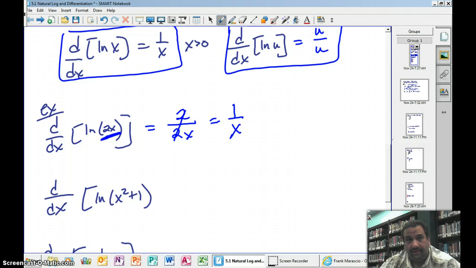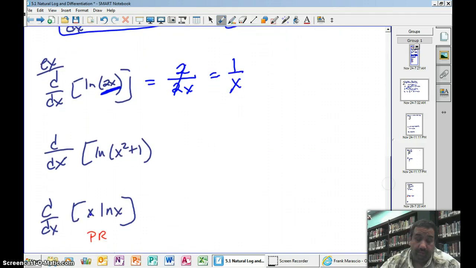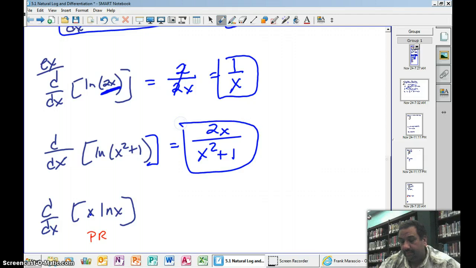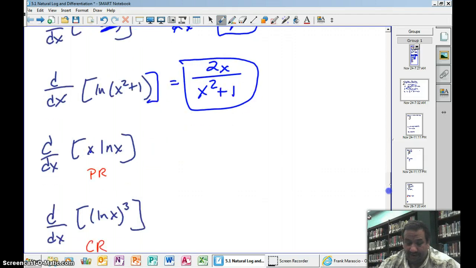Right now, you guys are saying this is the easiest thing ever, I hope. This one turns out to be, the derivative of this turns out to be x squared plus 1 on the bottom, on top, 2x. Done. You gotta love this. This is piece of cake, as they say, upside down.